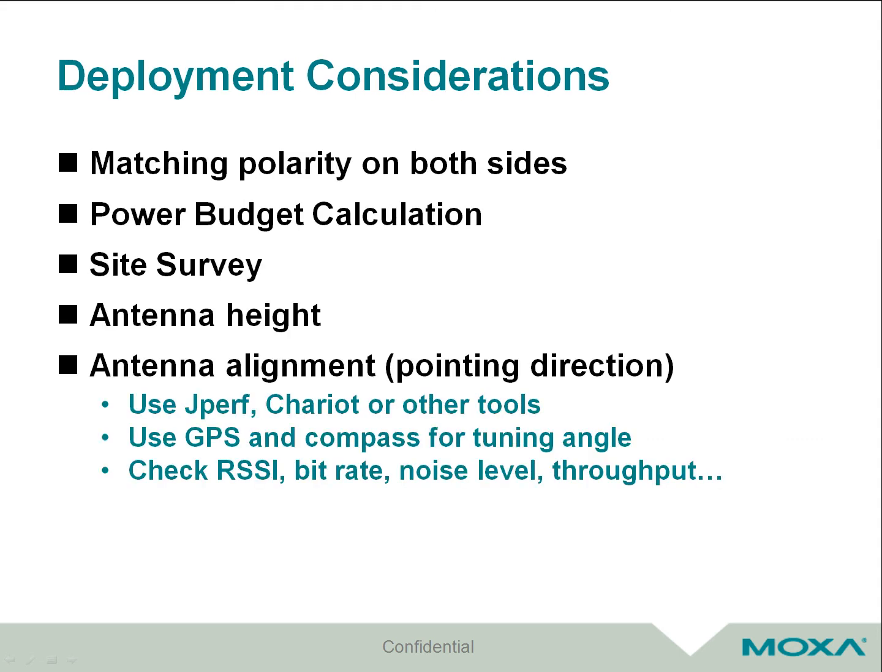We recommend the following steps for wireless system deployment. First, make sure that antennas have matching polarity. Second, perform power budget calculation to evaluate transmission distance. Third, perform site survey and choose the least occupied channels. Fourth, find optimal antenna height, placement with maximum coverage and least amount of obstacles. Fifth, in case of directional antennas, use special utilities such as JPerf or Chariot to test your throughput and hence align and fine-tune the antenna positions.